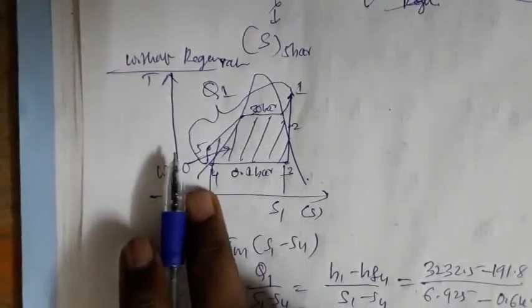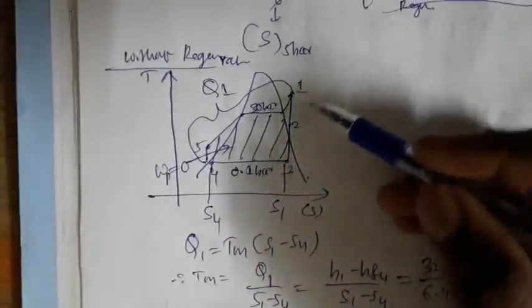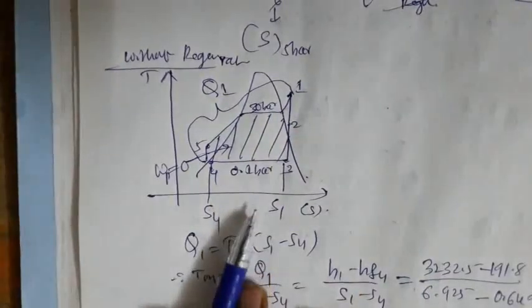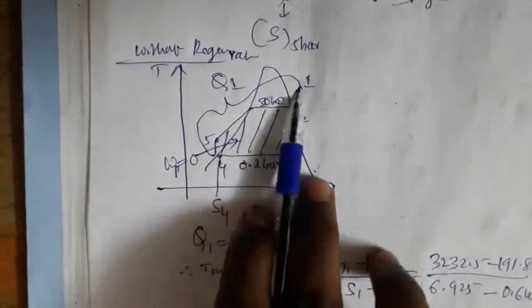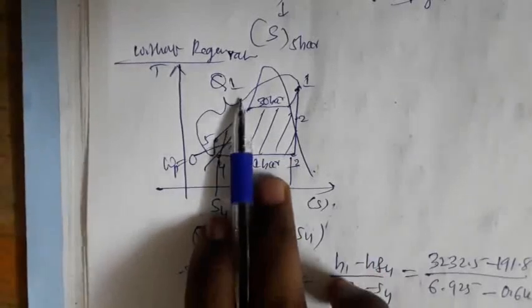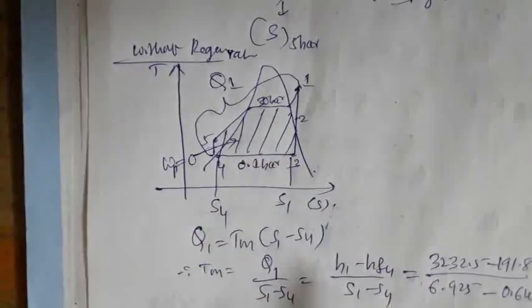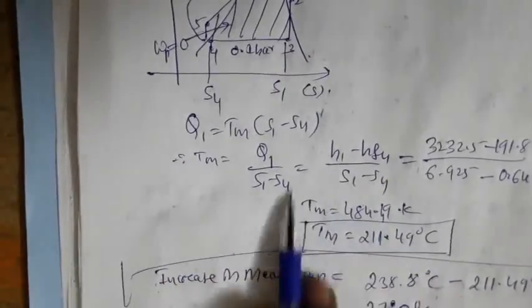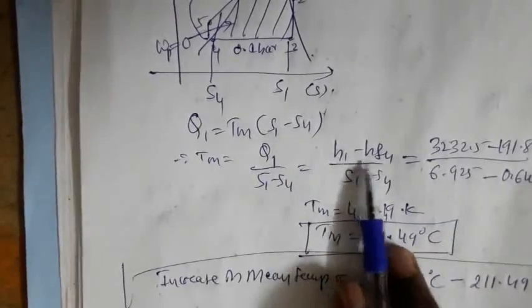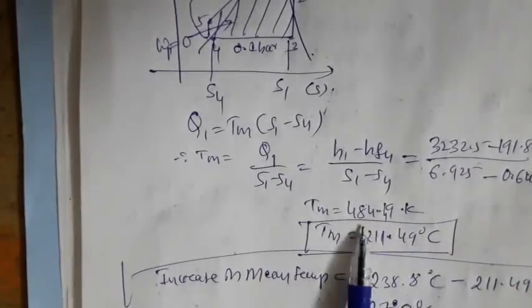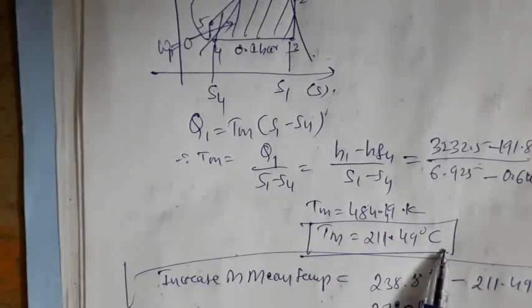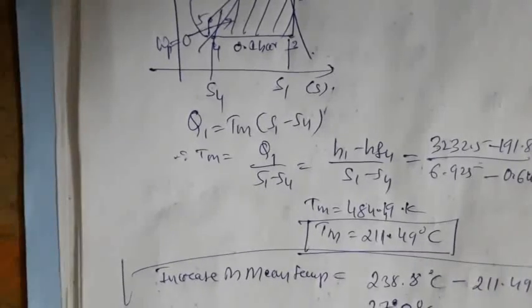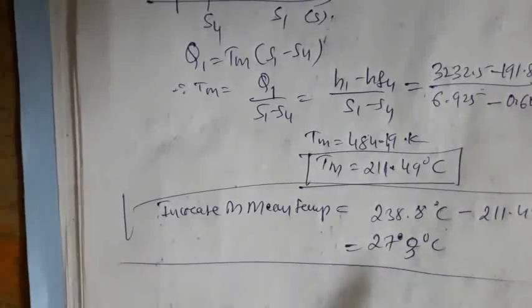Now let's calculate the mean temperature without regeneration. Without regeneration, the TS diagram gets modified like this: 1, 2, 3. 4 to 5 pump work is negligible, and from 5 to 1 we are adding Q1 heat energy. Therefore Q1 can be written as the mean temperature of heat addition, Tm into S1 minus S4. With substitutions, we get the mean temperature as 484.1949 Kelvin, that is 211.49 degrees Celsius. The increase in mean temperature is 27.3 degrees Celsius.